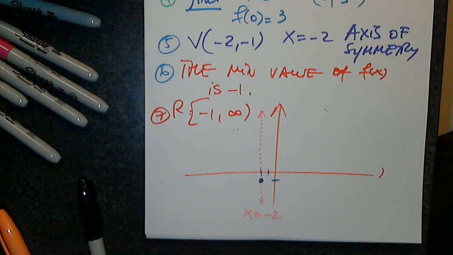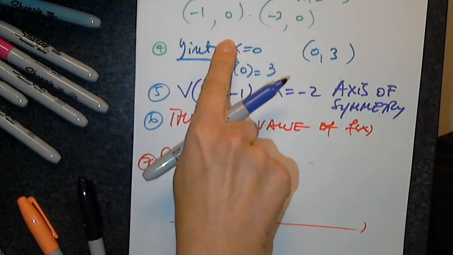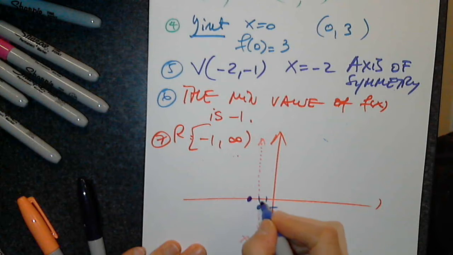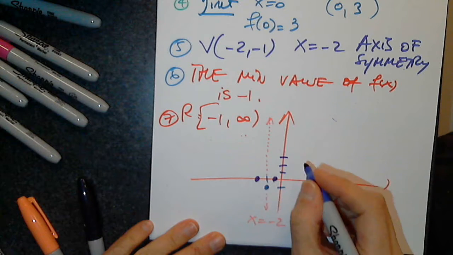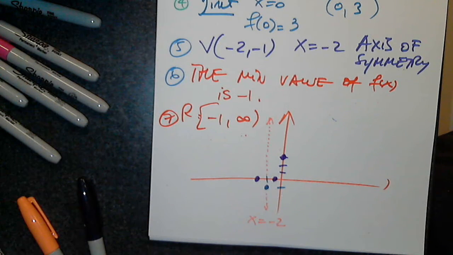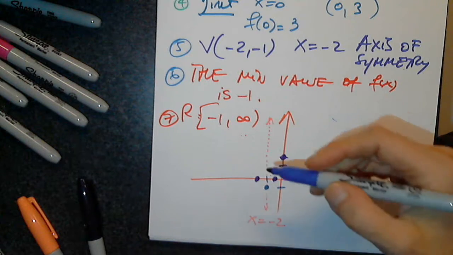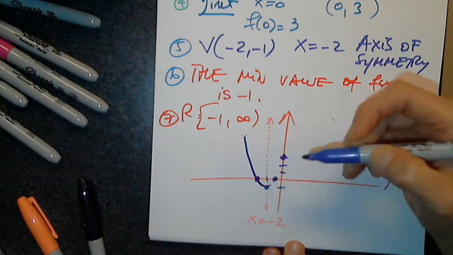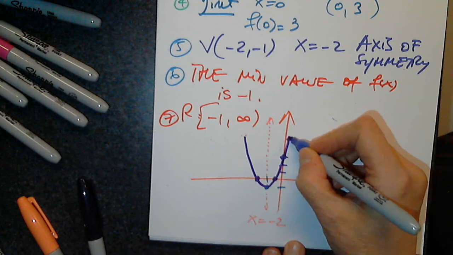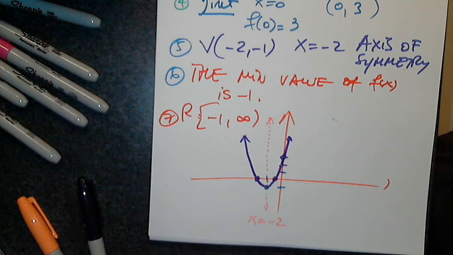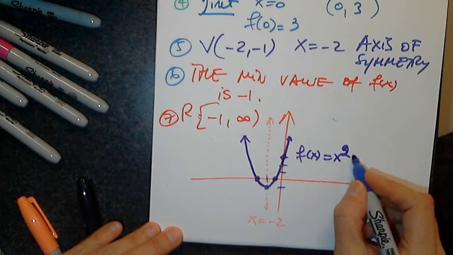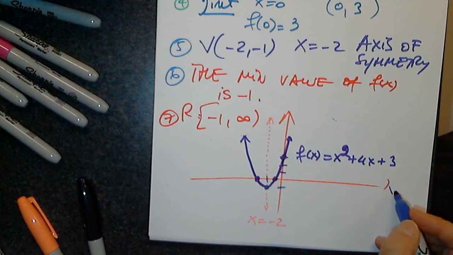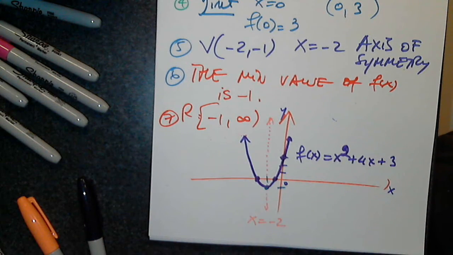Then I will have to plot the x-intercepts, and you gave me -1, 0, and -3, 0. And then you said 0, 3 is the y-intercept. I know what to expect. I will graph this function as symmetric as possible, not too sharp at the vertex, and I will always write its name next to it somewhere. x squared plus 4x plus 3.